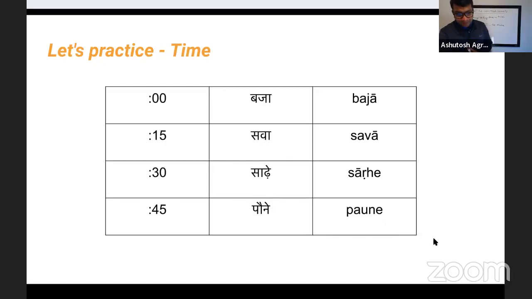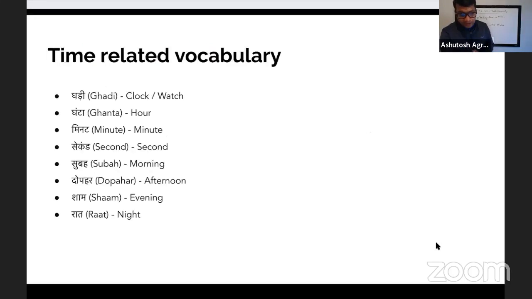We'll go over all of it, but right now this is just a quick time-related vocabulary for everyone, so at least you remember the commonly used vocabulary words when it comes to time. You don't have to memorize it right away, but this is for your reference. With that in mind, I'm going to stop sharing and now we'll focus just on the whiteboarding. Any questions, anyone so far?